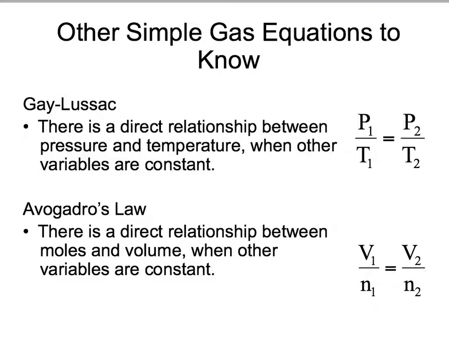All right, other equations, we have Gay-Lussac's law, which is pressure and temperature, and then Avogadro's law, which you did not have in your reading, and that's volume and number of moles. So as you increase the number of moles, then the volume will increase as well. That's another direct relationship, and those are going to have that same graph with the diagonal line pointing up.